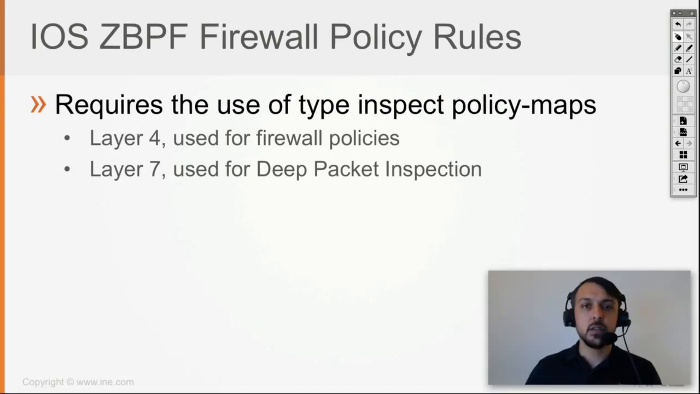If you want to do deep packet inspection, you're going to have to configure a layer 7 policy map, calling the layer 7 class map in it. If you just want to do regular stateful firewall configuration, so you want the router to actually allow the packet, drop the packet, or statefully inspect the session, you're going to end up configuring a layer 4 policy map.